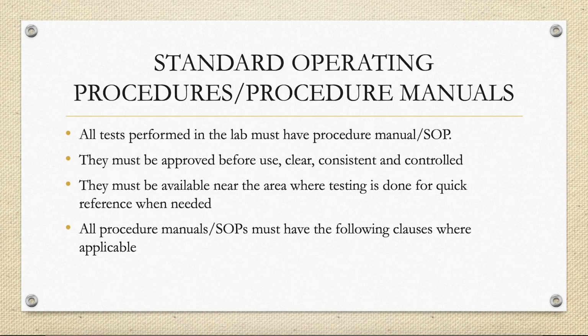The third one is standard operating procedures or procedure manuals. All tests performed in the lab must have procedure manual or SOP. They must be approved before use, clear, consistent, and controlled. They must be available near the area where testing is done for quick reference when needed. All procedure manuals or SOPs must have the following clauses where applicable.